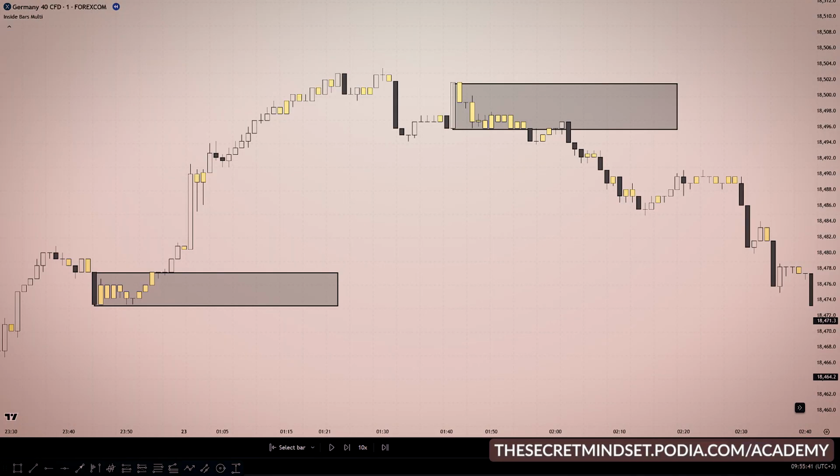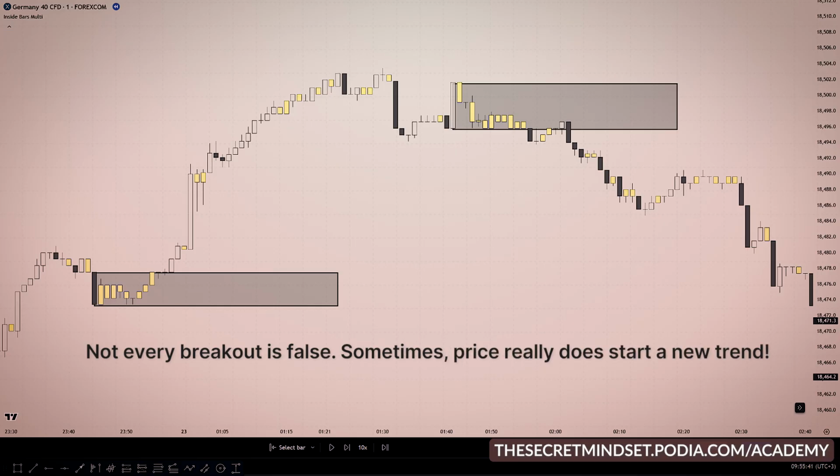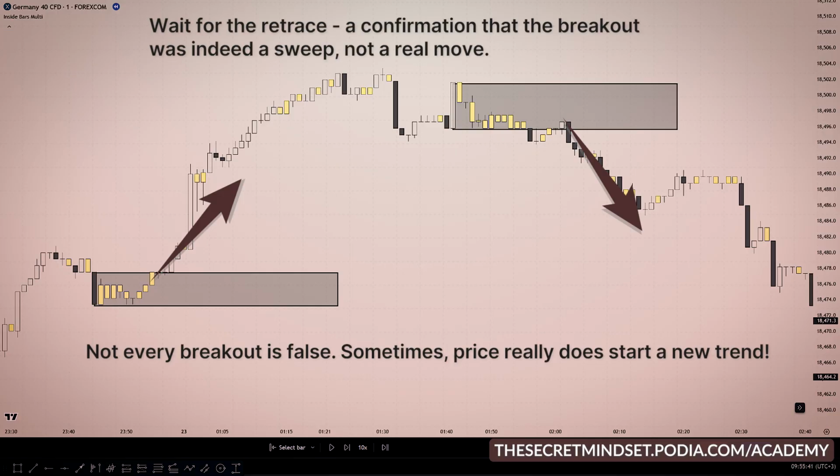And remember our first approach. Not every breakout is false. Sometimes price really does start a new trend. That's why we wait for the retrace. We need confirmation that the breakout was indeed a sweep, not a real move.